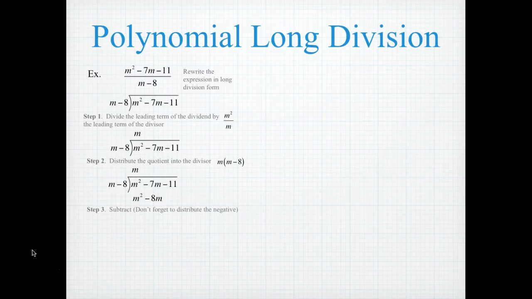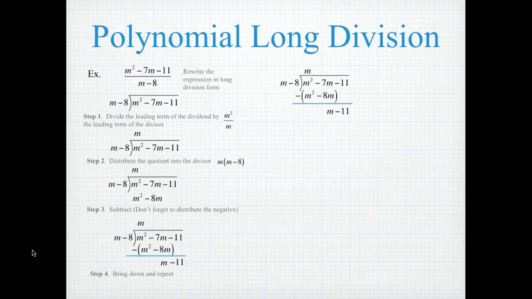The next step is we have to subtract, and we can't forget to distribute the negative. This is the biggest and most common mistake of algebra learners, is forgetting to distribute the negative in step 3 here in subtraction. So we subtract, distributing the negative, m to the second minus m to the second is 0, and negative 7m minus a negative 8m is m. Lastly, we have to bring down and repeat. So we bring down the negative 11, and we start the process back over again.